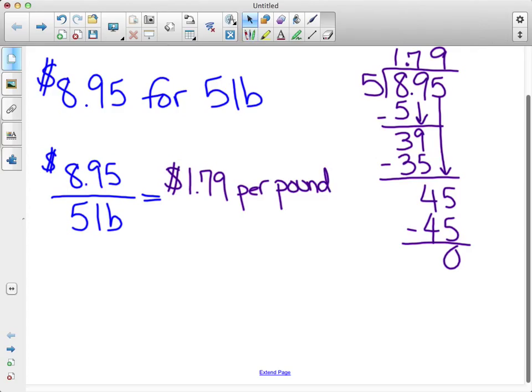Then you can look at some comparisons and see what's the better deal. And a lot of times in the stores on those tags, they're going to have the unit rate already computed for you so that you don't have to do this work. But sometimes it's helpful to know how much is the price per pound at Tops versus how much is the price per pound at Walmart. What store should I go to for the better deals?